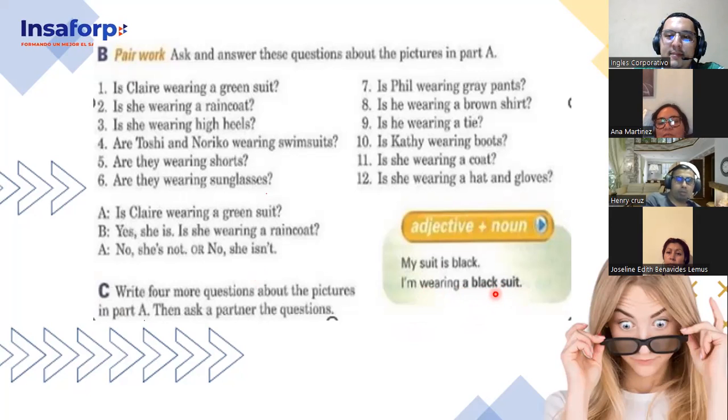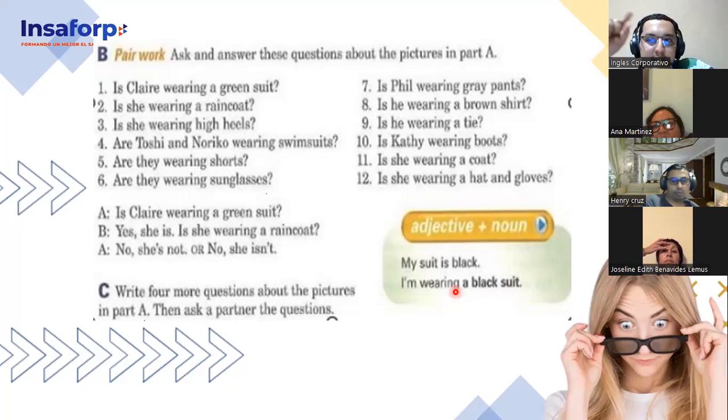Como es una descripción, es negro. Black is also the adjective, and suit is our noun. Wearing is the verb that is telling us what he is doing. He's wearing, and the adjective describes the color of the suit. And the suit is the noun because the adjective is describing the suit. Yeah, it is not something complicated. It's a little bit easy sometimes, right? You see it in that way.